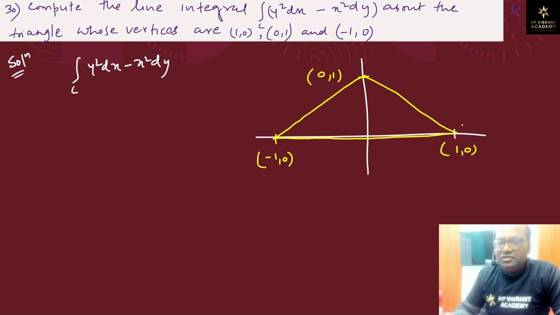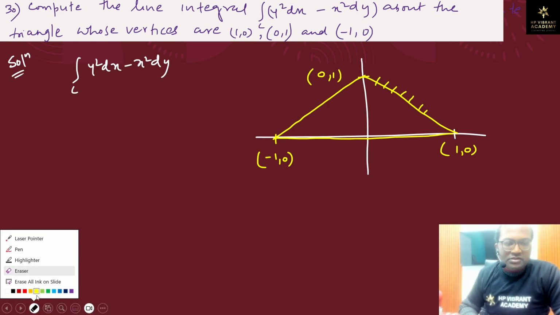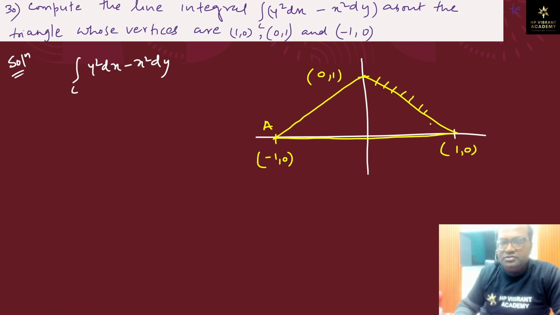Okay, so let us name this as A, B and C. We will move in anti-clockwise direction. So this is A, this is B and this is C. We will move in this manner.